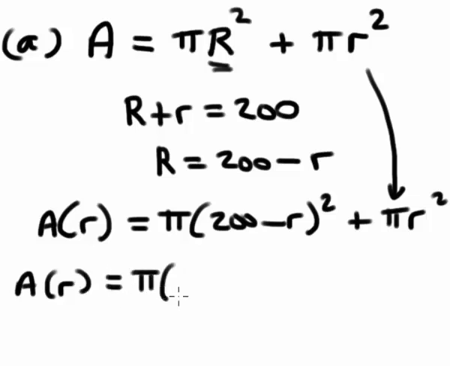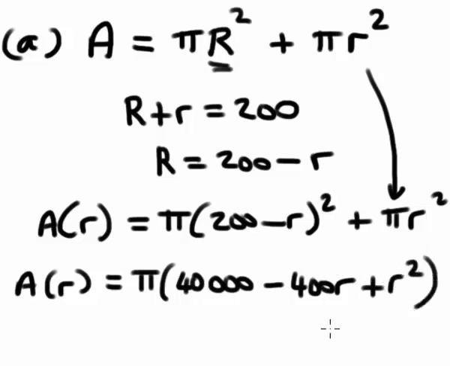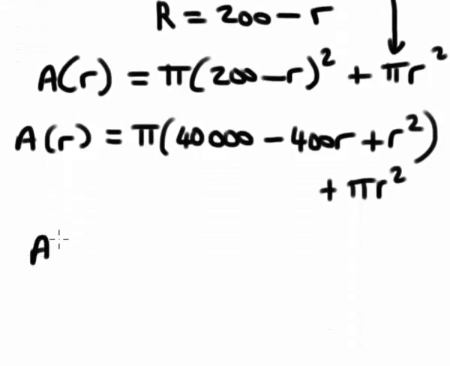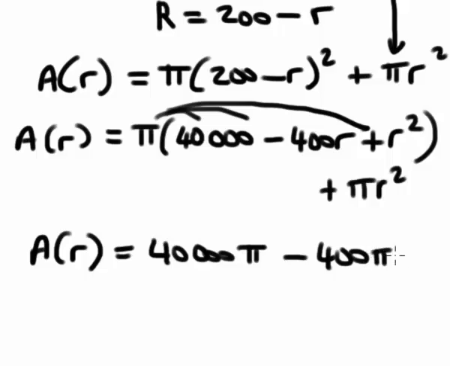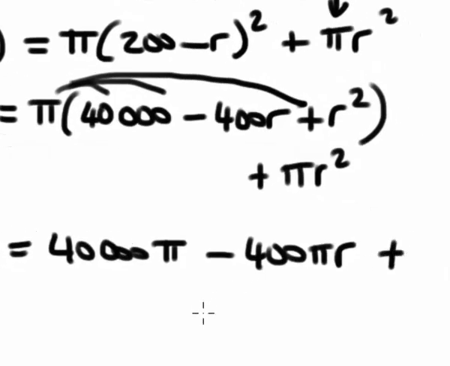So let's multiply that out and see what we get. 200 squared, well, that's 40,000. Multiply these two: 200 times r is 200r, doubled is, of course, minus 400r. And then square the negative r, so you get that. And then we're left with the plus pi r squared over there. So the area in terms of r, let's multiply this out and see what we get. That's going to be 40,000 pi minus 400 pi r plus pi r squared for this, and then we still have the little pi r squared on the end there.